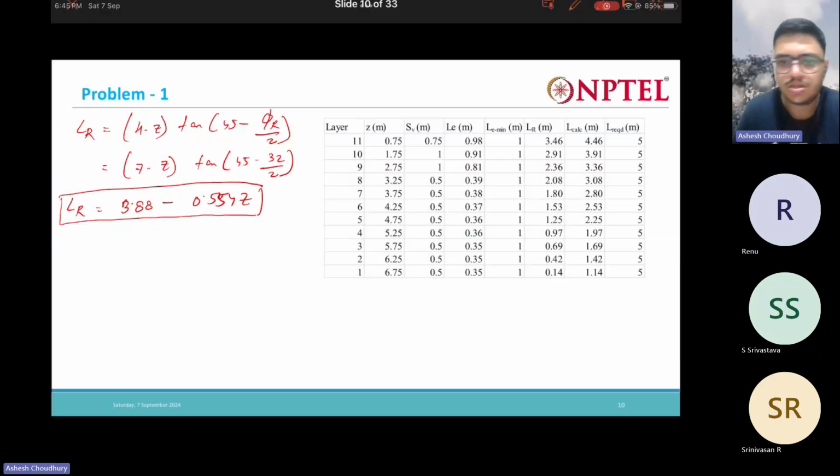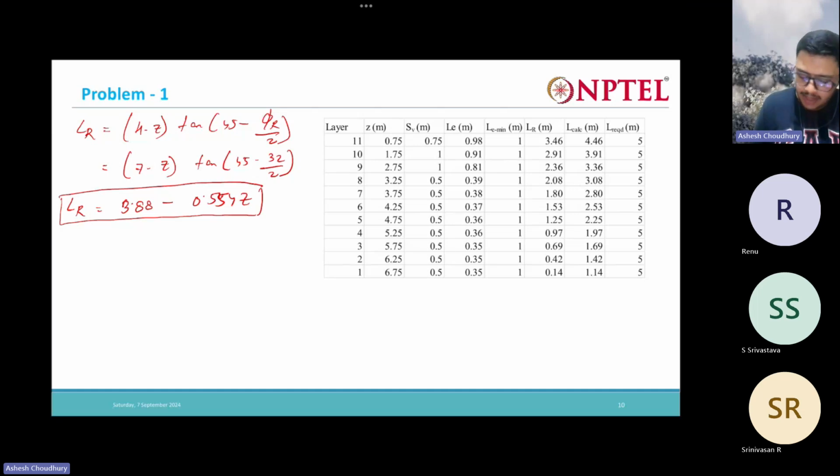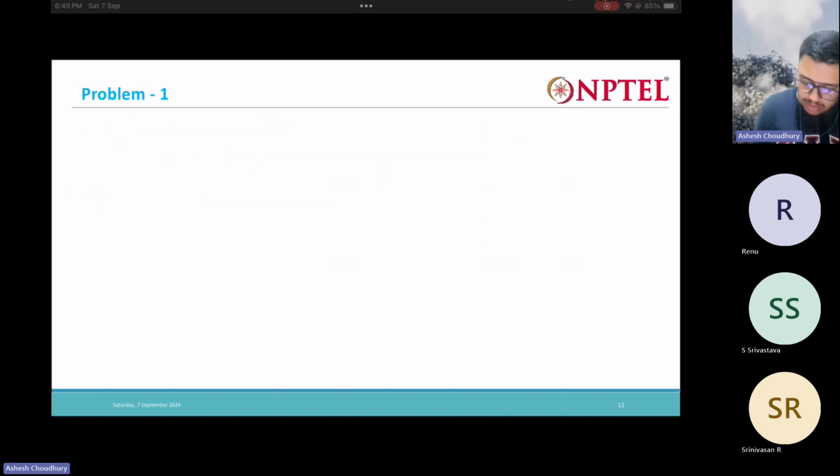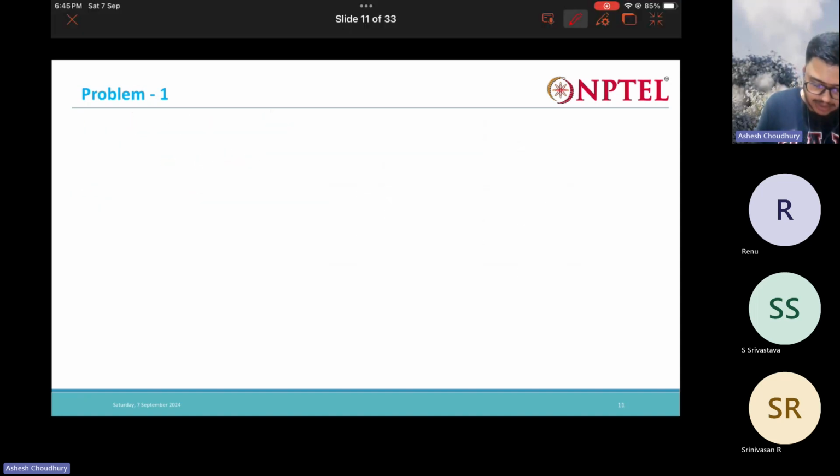Yeah, so this is what we designed, right? So one more thing you need to check at the end is the design strength. The connection strength, we are not doing it. Connection strength must be checked.